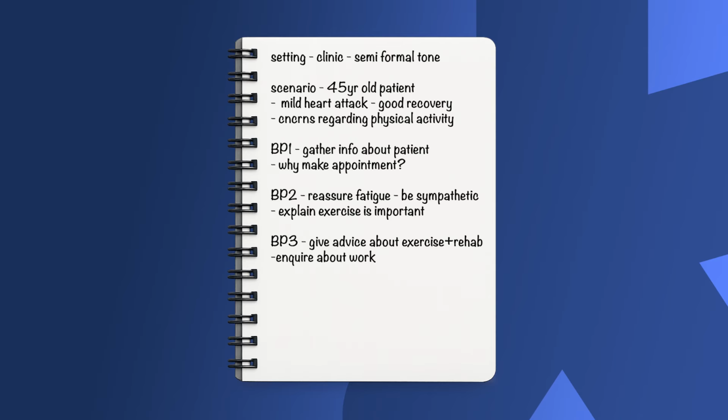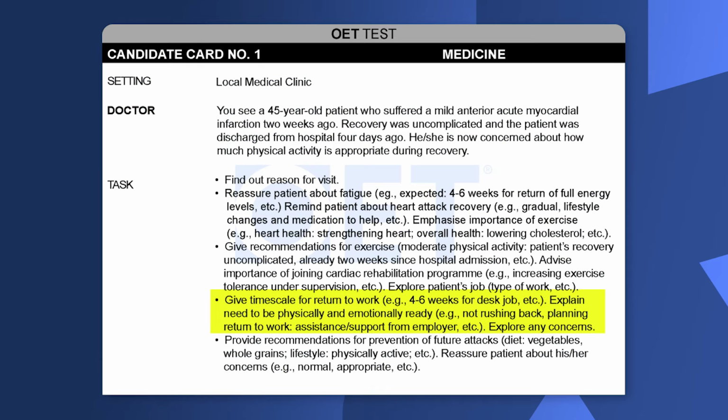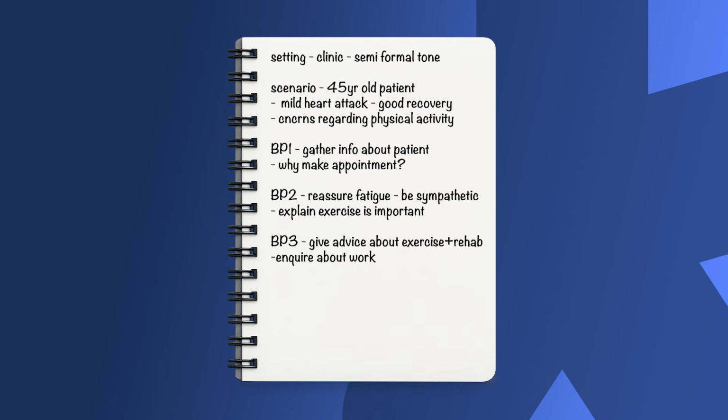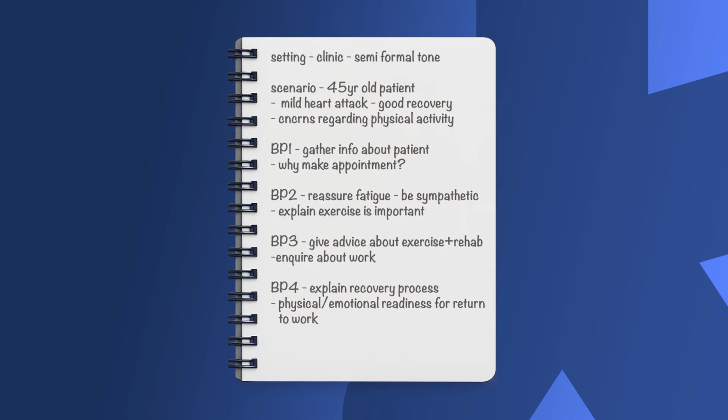Inquire about work. Turning now to the fourth bullet point, it mentions giving a timescale to the patient about returning to work. This task type is like explaining a procedure or process involving a series of steps or sequence of events. In this case, being emotionally and physically ready. So I'll jot down bullet point 4, explain recovery process, physical, emotional readiness for return to work.